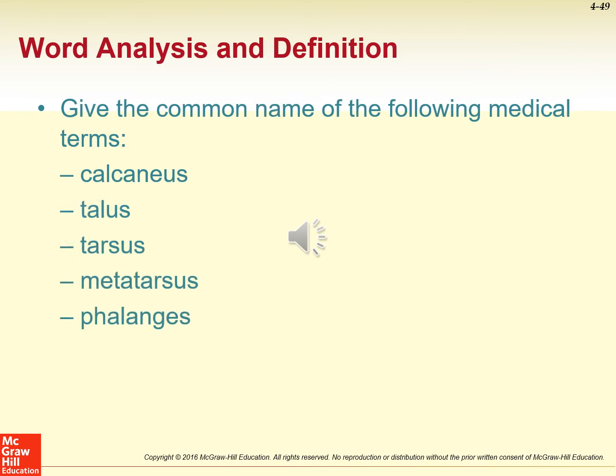So now we're going to go with the common name for the following medical terms. So the heel, that's the calcaneus, right? All right, so then we have the heel bone, and that's the talus. Okay, and then we have the tarsus. Now that's going to be 7 bones of the foot that form the ankle and the instep, right, your arch of your foot.